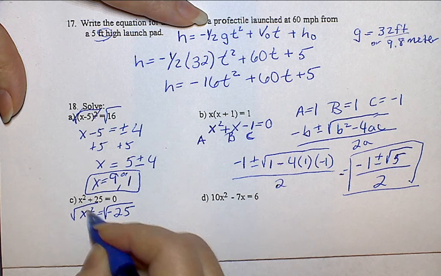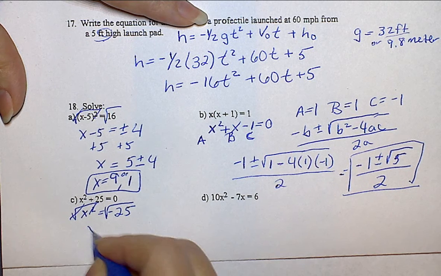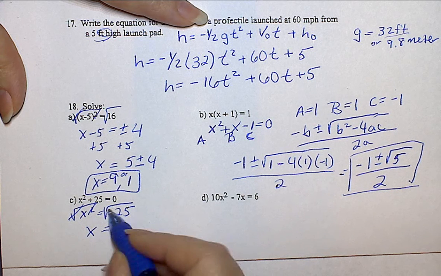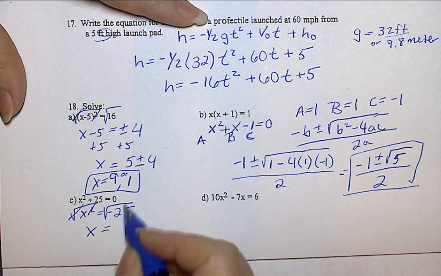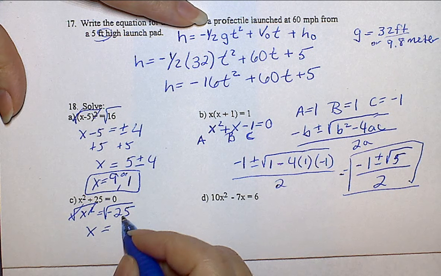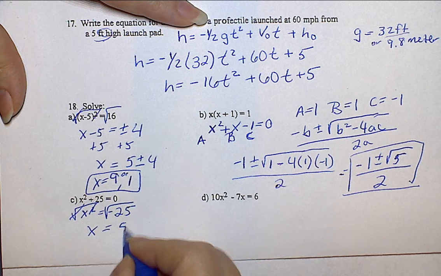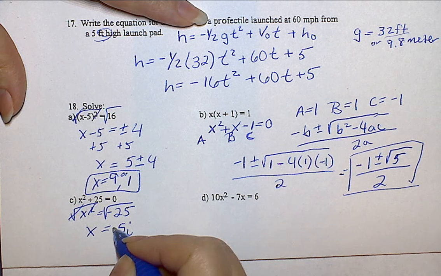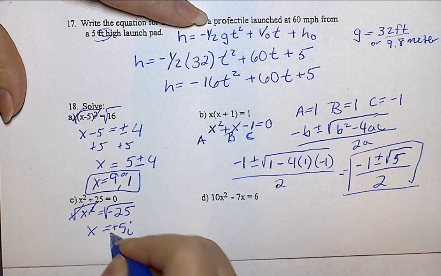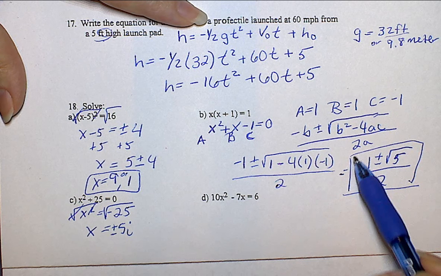So my x's are gone. So I have x is equal to, the square root of a negative number is i, and then the square root of 25 is 5. So we have 5i. But also remember, when you take the square root, it's always plus or minus. That's why in the quadratic it's plus or minus up there.